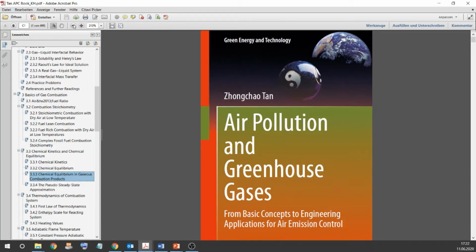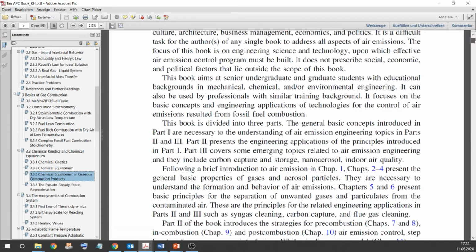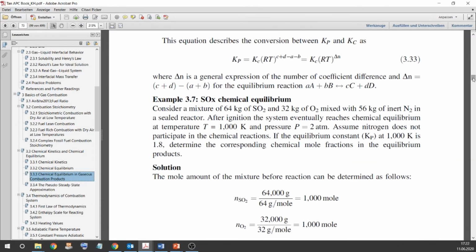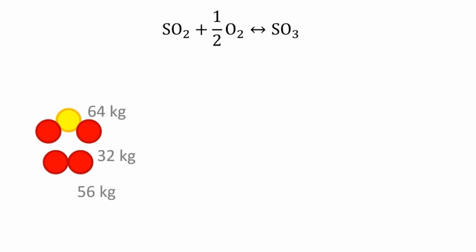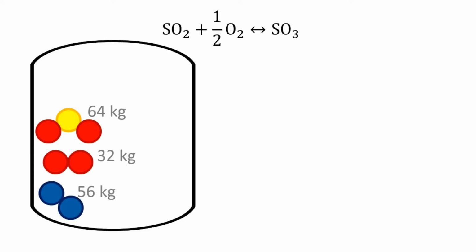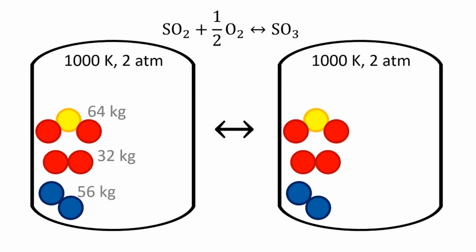In example 3.7, in the textbook Air Pollution and Greenhouse Gases from Zhongchao, you were told to consider a mixture of 64 kilograms of sulfur dioxide and 32 kilograms of oxygen mixed with 56 kilograms of inert nitrogen in a sealed reactor. This system comes to equilibrium, and the system has a temperature of 1000 Kelvin and 2 atmospheres of pressure. This is an equilibrium with sulfur trioxide.